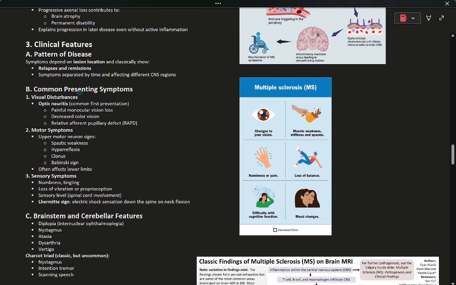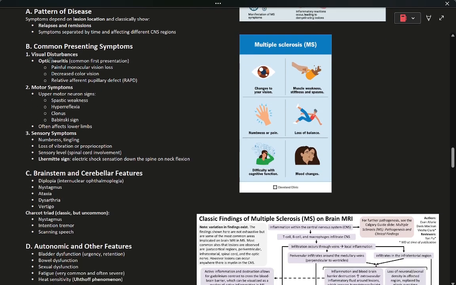And then for common presenting symptoms, we have visual disturbances like optic neuritis. The optic neuritis happens to be the common first presentation. It involves painful monocular vision loss, decreased color vision, and relative afferent pupillary defect, or RAPD. Relative afferent pupillary defect, so please remember that.